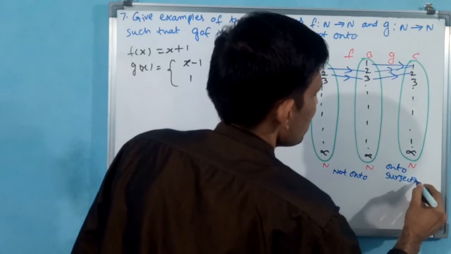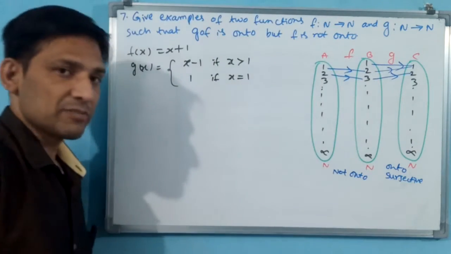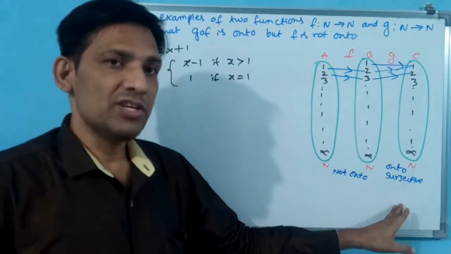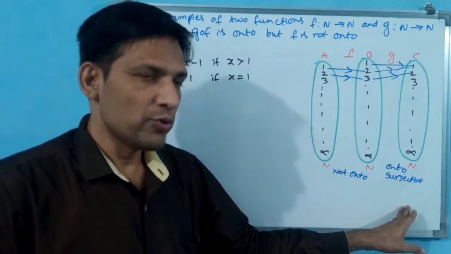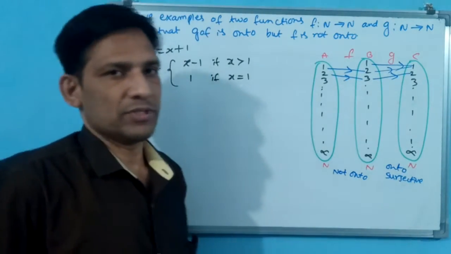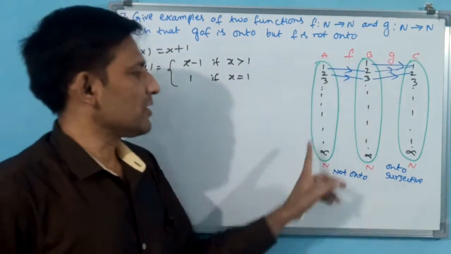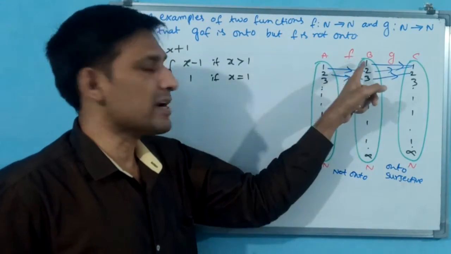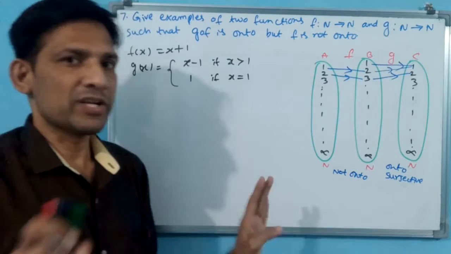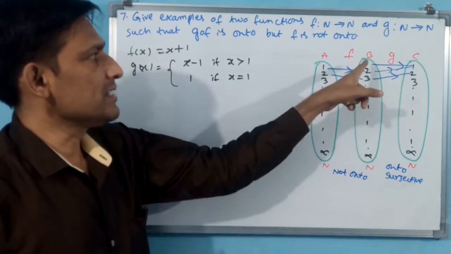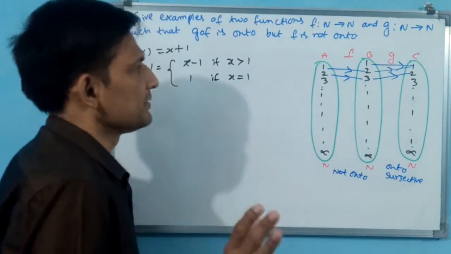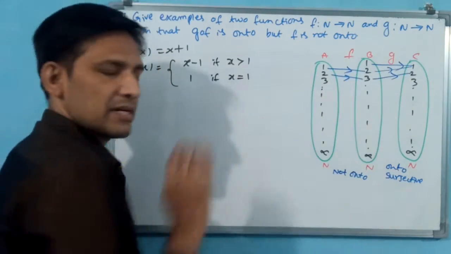Why? Because GOF, what is coming we will say afterwards, but here you have to know what G is coming. If you don't know, then you cannot answer this question. But F is coming not onto, that we know. Why? Because for F, 1 is left without any relation, any pre-image.